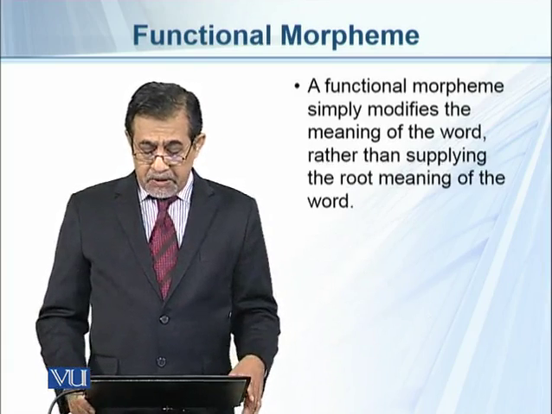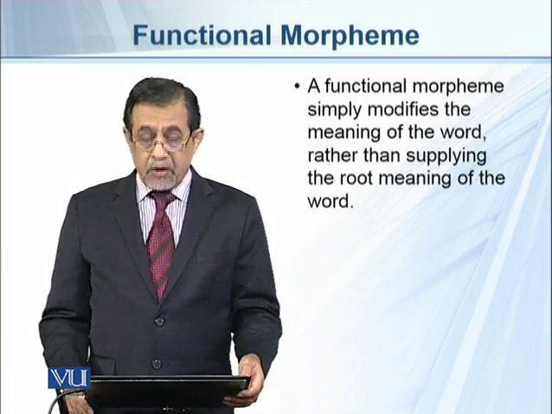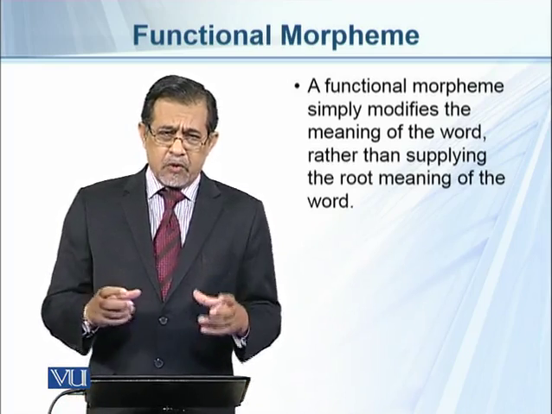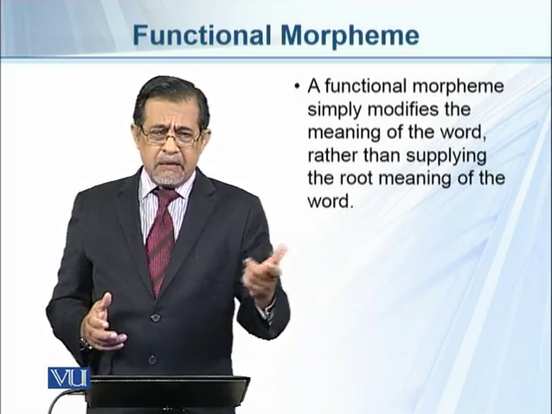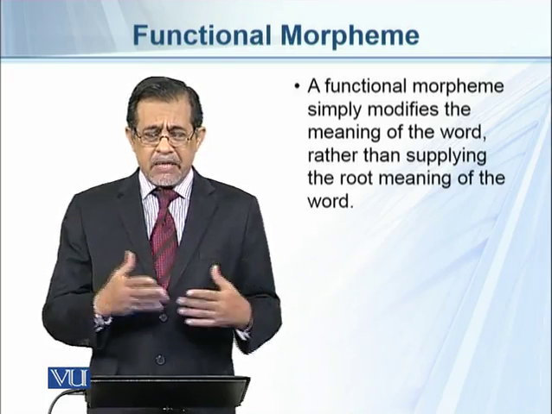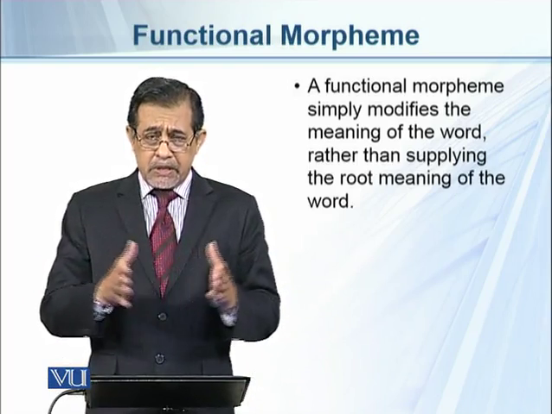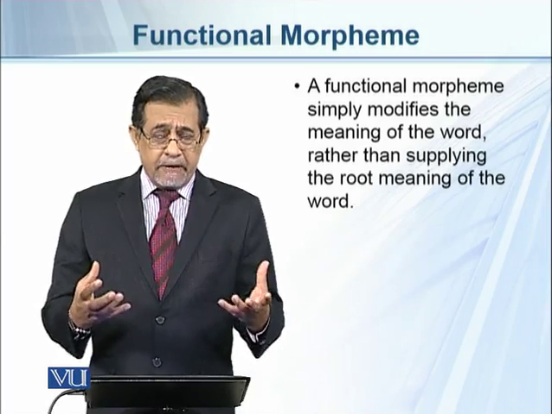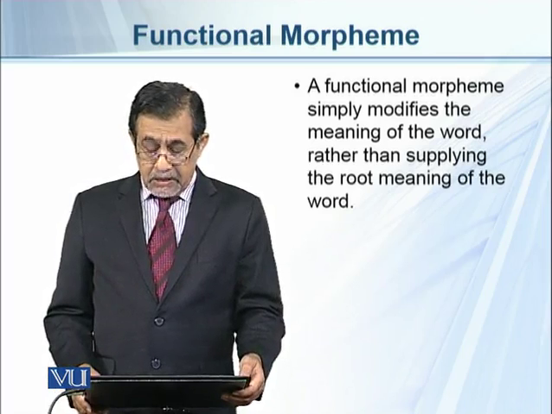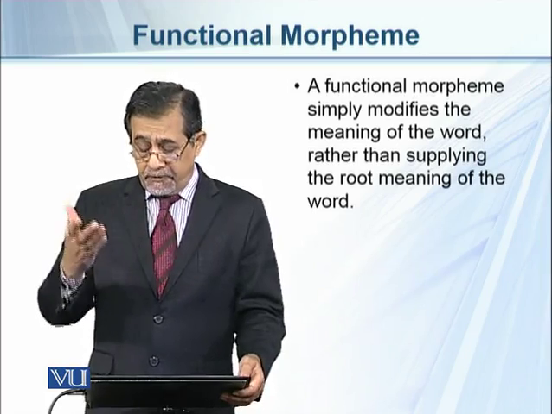So a functional morpheme simply modifies the meaning of the word rather than supplying the root meaning of the word. So they do not have a meaning of their own separately. When we take in, it doesn't have much meaning in it. Similarly, of, etc. But when they are combined and used with words in a certain relationship, then they do have meaning. When we say modify, it means that they describe the meaning of other words, right?